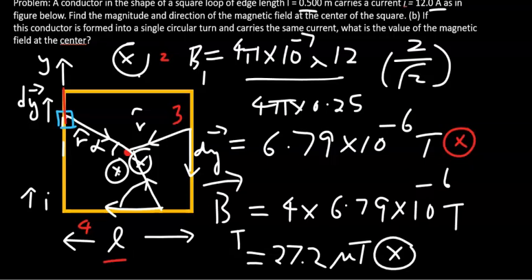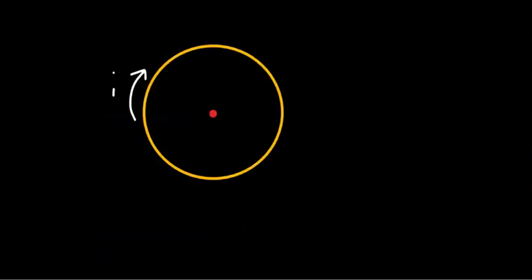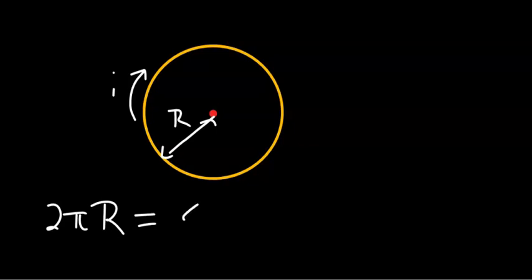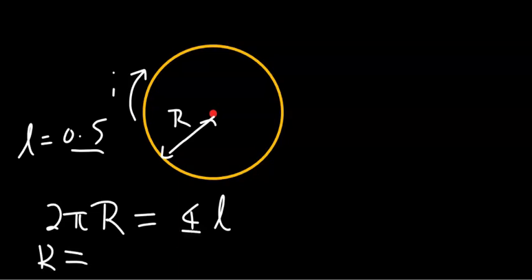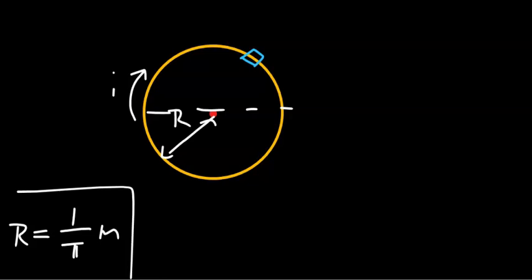Let's look at the second part of this problem. If the conductor is formed into a single circular turn and carries the same current, what is the value of the magnetic field at the center? So what we have is this configuration with radius r. Now they are made from the original square, so 2 pi r, the circumference of this circle, must be the same as 4 times L. We know L is 0.5 meter, so R is 0.5 times 4, which is 2, over 2 pi, so it's 1 over pi meter.